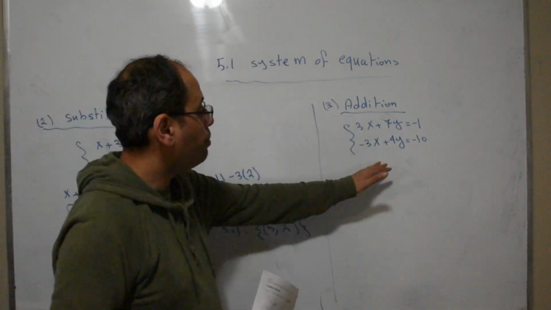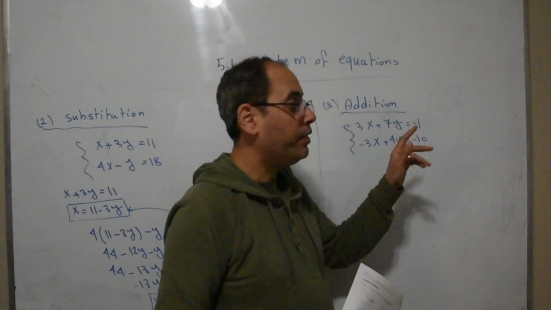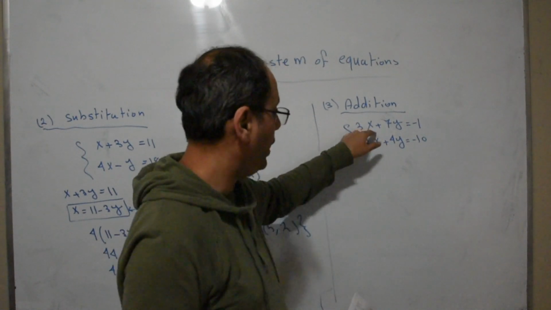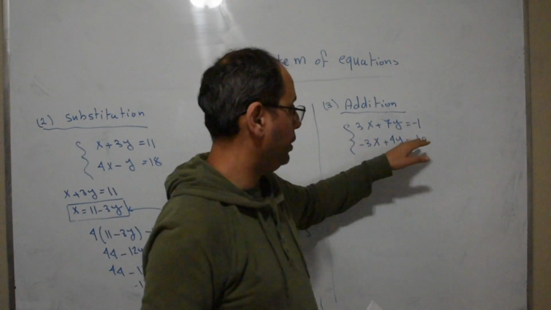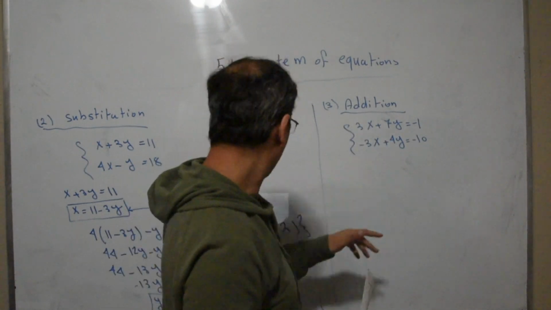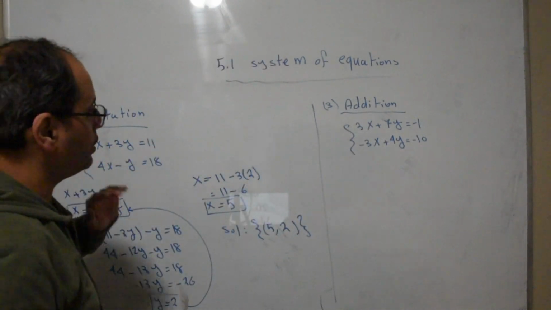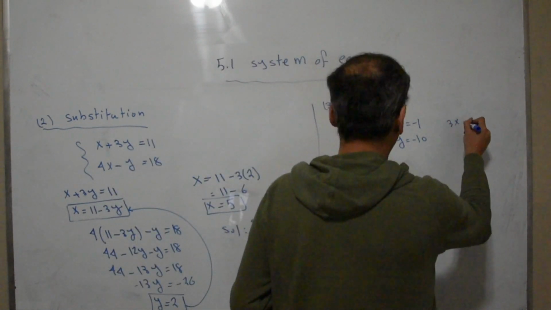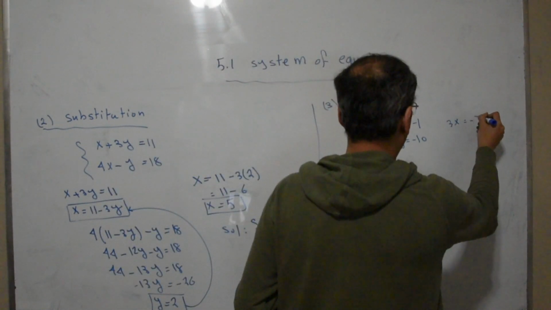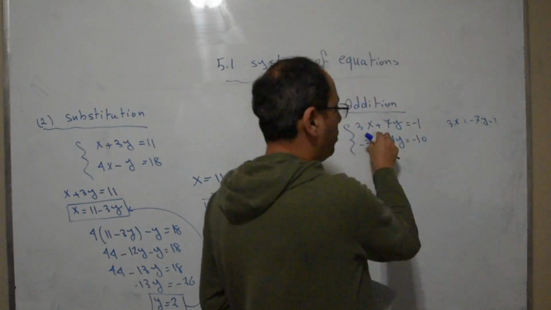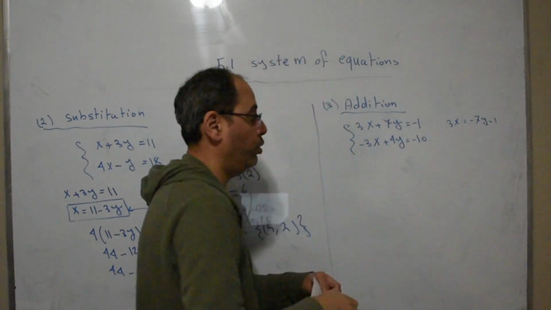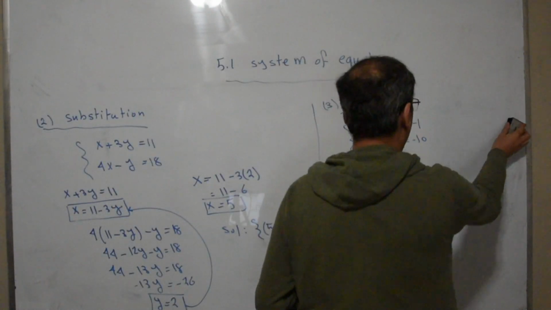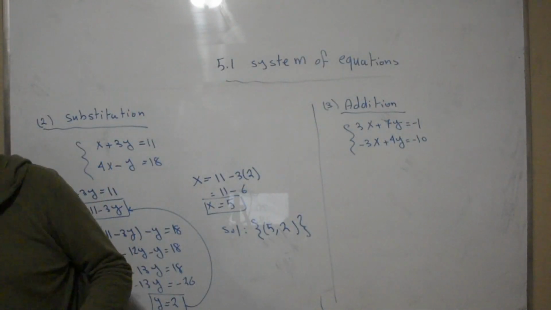For addition, you make sure that you put the two equations in standard form, Ax plus By equals C. You can't leave an equation like negative 7y minus 1. It must be in that form. You can't leave it in this form. So you have to make the number to the right and x and y to the left.